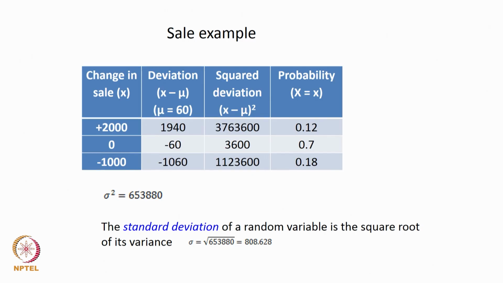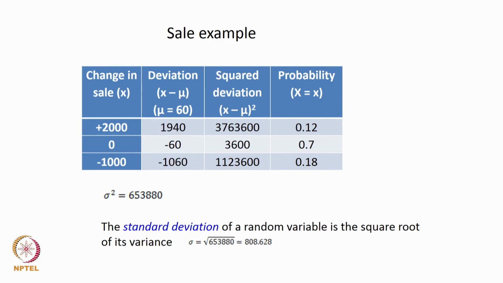To compute the variance of a random variable, we revisit the sale example, where change in sale x is the random variable, and we have seen that this random variable takes 3 values, plus 2000, 0 and minus 1000 with probabilities 0.12, 0.7 and 0.18. We also note that these probabilities add to 1.